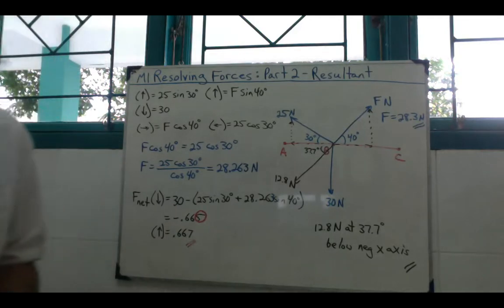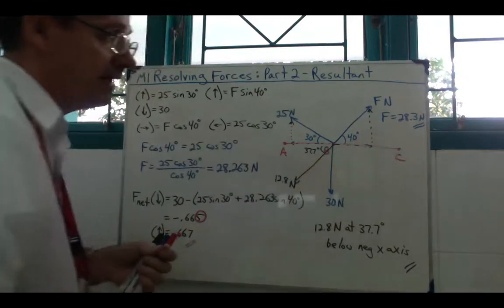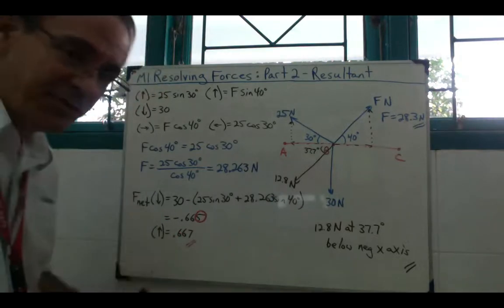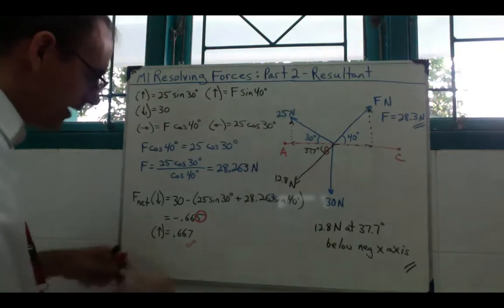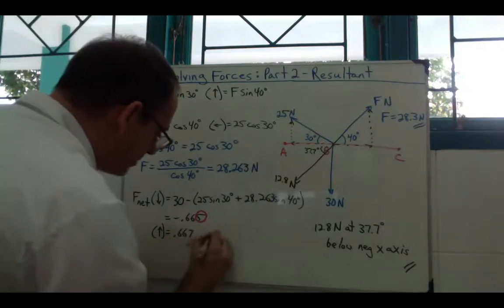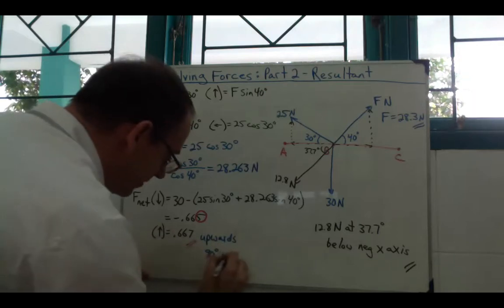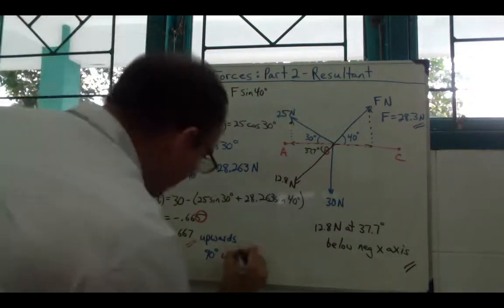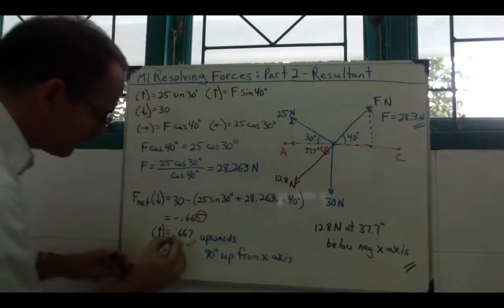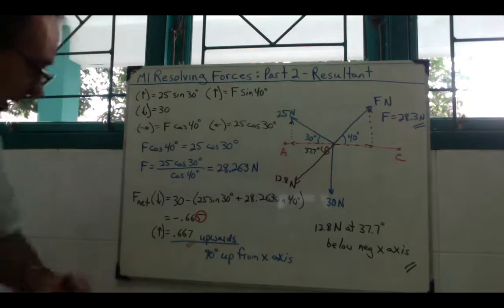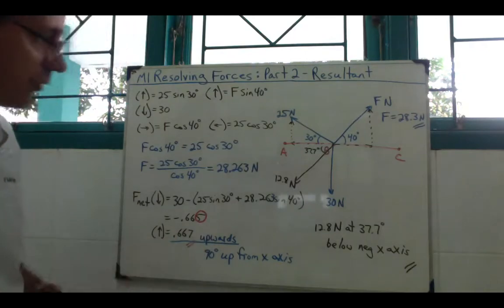So it's asking for F. We found F over here, already have that. And it's asking for the magnitude and direction for our new resultant. Well, this is the new resultant. It's 0.667 upwards, or you could say 90 degrees up from your positive x-axis, but 0.667 upwards is fine. That is the magnitude and direction, straight up, of the new resultant force.